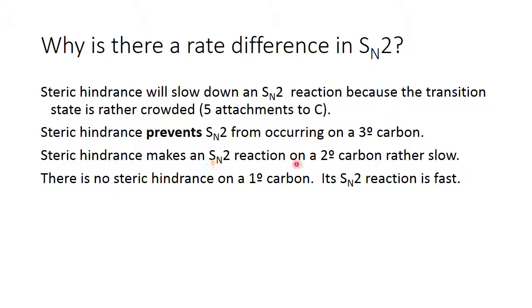An SN2 reaction on a secondary carbon is rather slow, but it will go ahead. It's just slow. If you have a primary carbon, there's no steric hindrance, or essentially no steric hindrance, and so it's very fast.